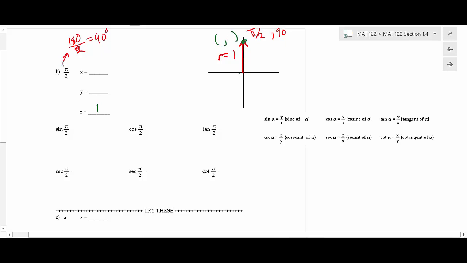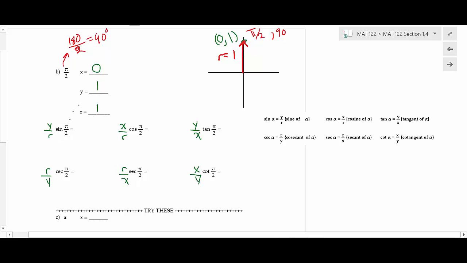Okay, and again, just think about how high. X is how far over you are, y is how high up you are. So how far over are you? Yeah, that's 0, so x is 0. Y is how high up you are, what is that? Yeah, that's 1. That's the whole key, is once you have x, y, and r and know the definitions, it's easy to put together. So the sine is y over r, cosine's x over r, tangent's y over x, and then the reciprocals go like this. Okay, so it's just a matter of plugging in these numbers.